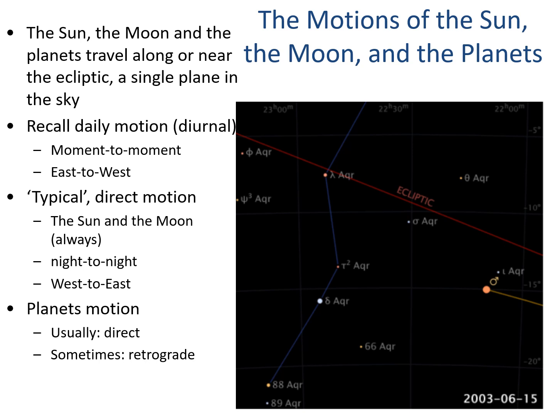So most of the time, they follow the same direction of motion as the sun and the moon. From night to night, west to east. From time to time, they will slow down and change direction, over the course of typically many weeks or many months, and travel east to west. This is referred to as retrograde motion.